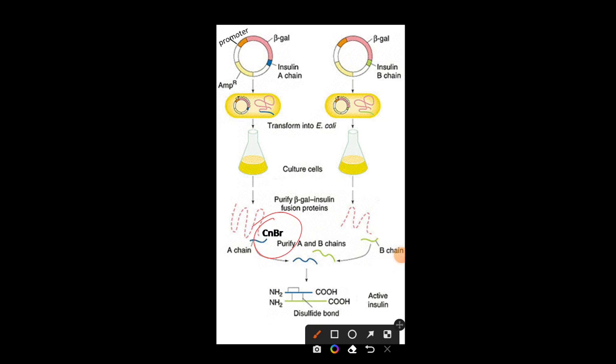cyanogen bromide. This cyanogen bromide, or CNBr, will break at the methionine within the insulin A chain and insulin B chain. Then we have our purified A and B chains, and we will join them with the help of disulfide bonds under appropriate conditions. After the formation of the disulfide bond between purified A and purified B chain, we have our active insulin. So that is the entire procedure by which insulin can be produced.